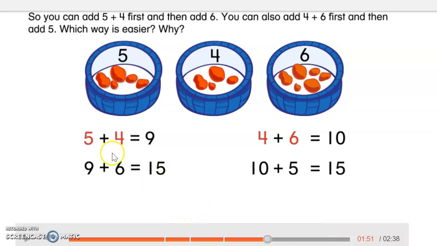Do you think it's easier to do 5 plus 4 equals 9 and then 9 plus 6 equals 15? Or 4 plus 6 equals 10 and then 10 plus 5 equals 15? I think that the 4 plus 6 is a little bit easier because I think it's easier to work with numbers that add up to 10, and then that makes an easier addition equation for 10 plus 5.